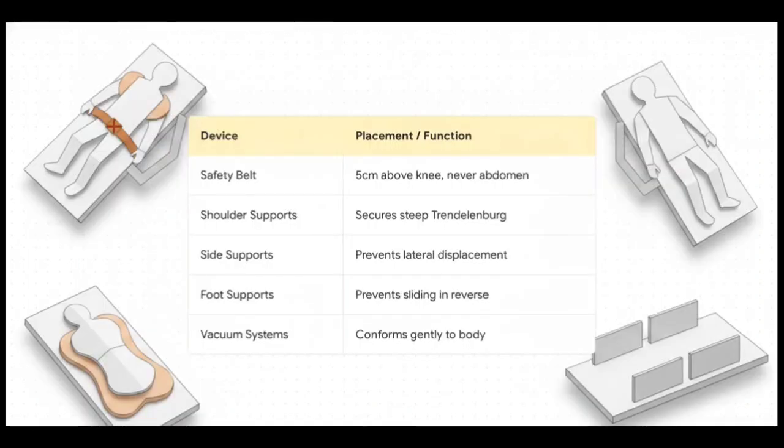But here's the catch. Gravity works against us too. When you tilt the table like that, securing devices become absolutely vital to keep the patient from sliding. The safety belt is totally standard, but we have a hard and fast rule here. It must be placed exactly 5 centimeters above the knee, and it is never ever placed over the abdomen. Shoulder supports are mandatory to secure patients in steep Trendelenburg, while foot supports stop them from sliding right off in reverse Trendelenburg. Side supports prevent lateral displacement if we're doing sideways tilts. And actually, we also use vacuum-activated systems now, which are these fantastic alternatives that gently conform to the patient's body contours to secure them safely and comfortably.